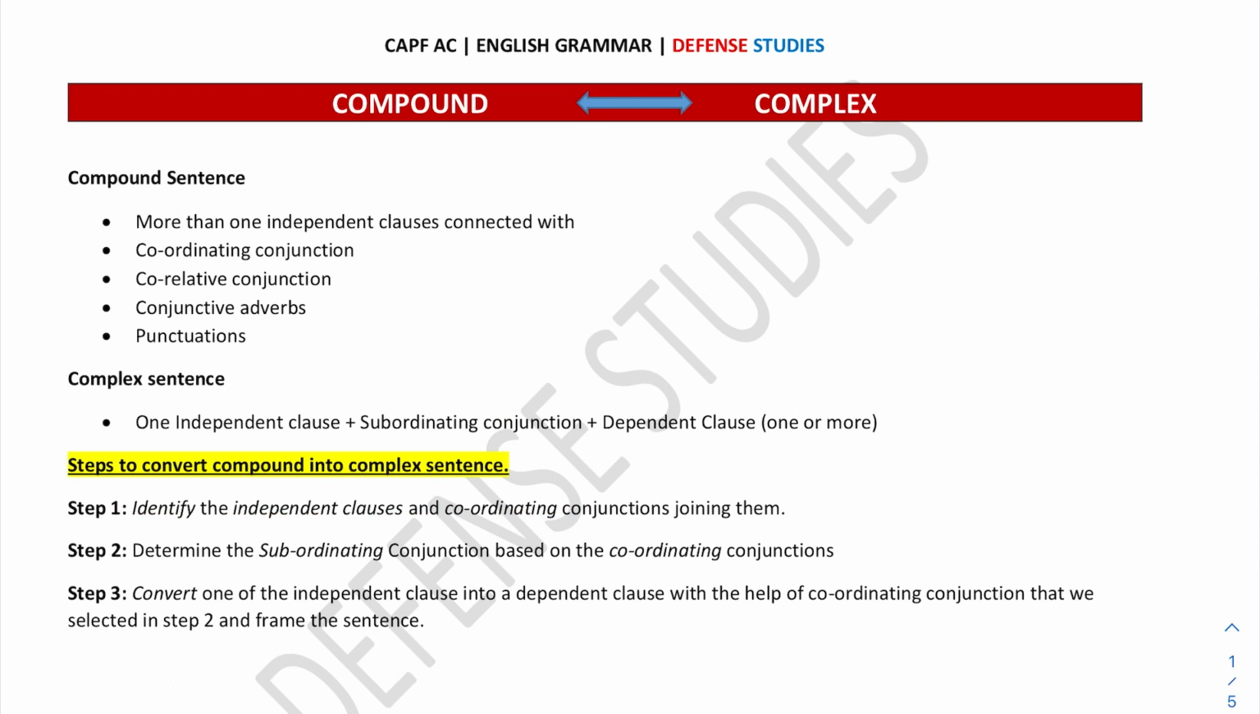Now, the steps to convert a compound into a complex sentence, these are the three steps. Step 1 would be you need to identify the independent clause and the coordinating conjunction of the compound sentence. Whenever you are converting a compound into a complex, you need to identify in the compound sentence the independent clause and the coordinating conjunction. Second would be to determine the subordinating conjunction based on the coordinating conjunction. Third would be to convert one of the independent clauses into a dependent clause with the help of the subordinating conjunction that we selected in step 2 and frame the sentence.